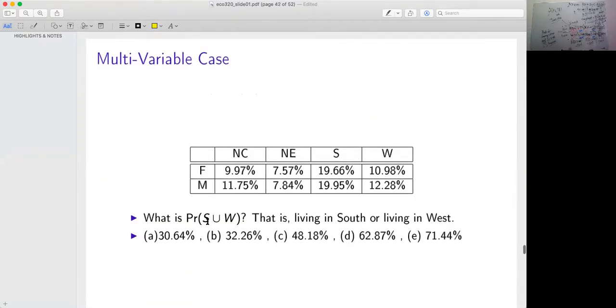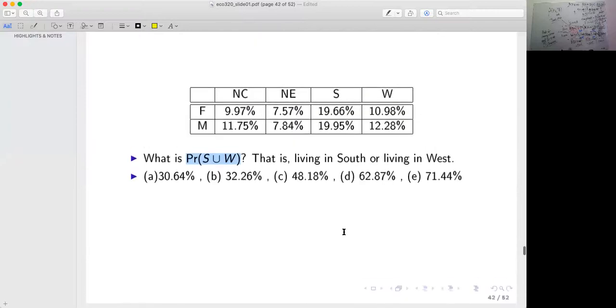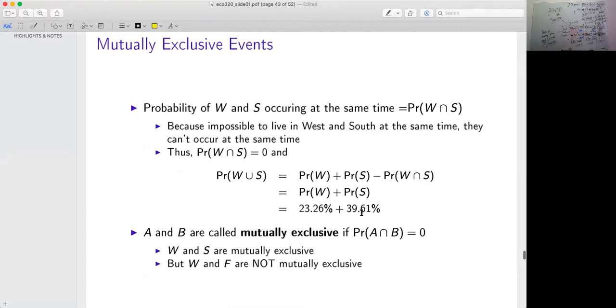So you can also find the probability of S union W. It's not hard. You can do exactly the same thing, right? I'm going to reveal the answer, but before that, always try it. So the answer is like that.